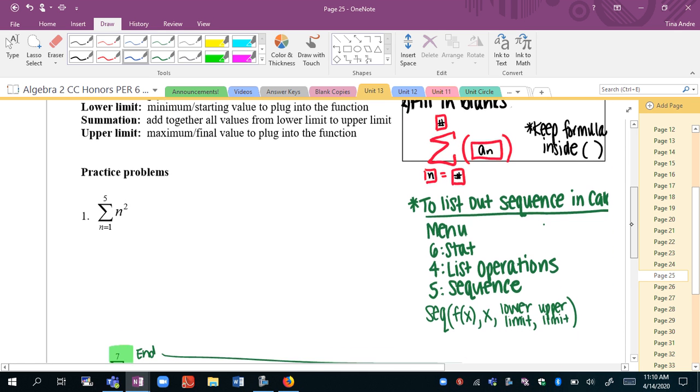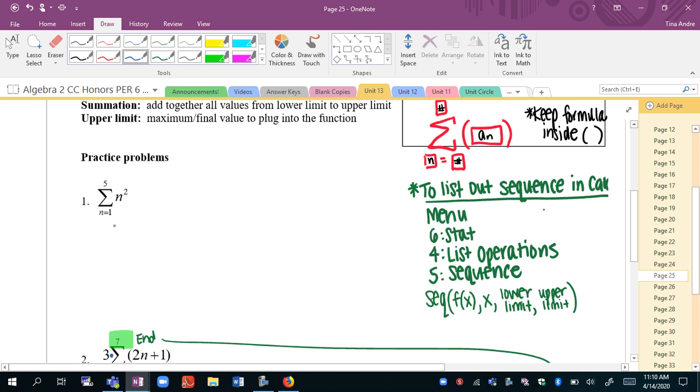So let's try this practice problem together to make sure you have the hang of it. Again, this is my starting number, the number that I'm going to plug in first. This is the ending, when I stop. So that means I'm going to plug in 1, 2, 3, 4, and then end at plugging in 5. The rule that I'm going to use every time that I plug in is n squared. That's the rule that defines the terms in this series.